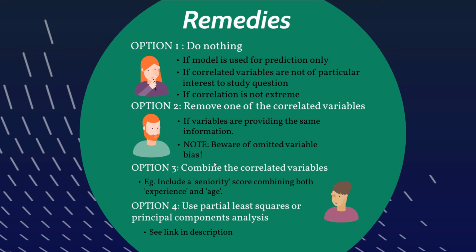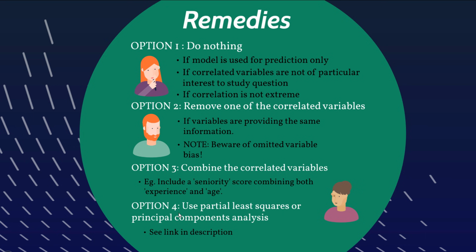There are two other options as well. You can combine the correlated variables. Now this one's actually pretty good. So for example, in our years of experience and age scenario where we're looking at lawyers' salary, we could create something called a seniority score or something like that, right? Where we combine algorithmically experience and age. And that way both of those pieces of information are included in one variable that no longer suffers from multicollinearity.